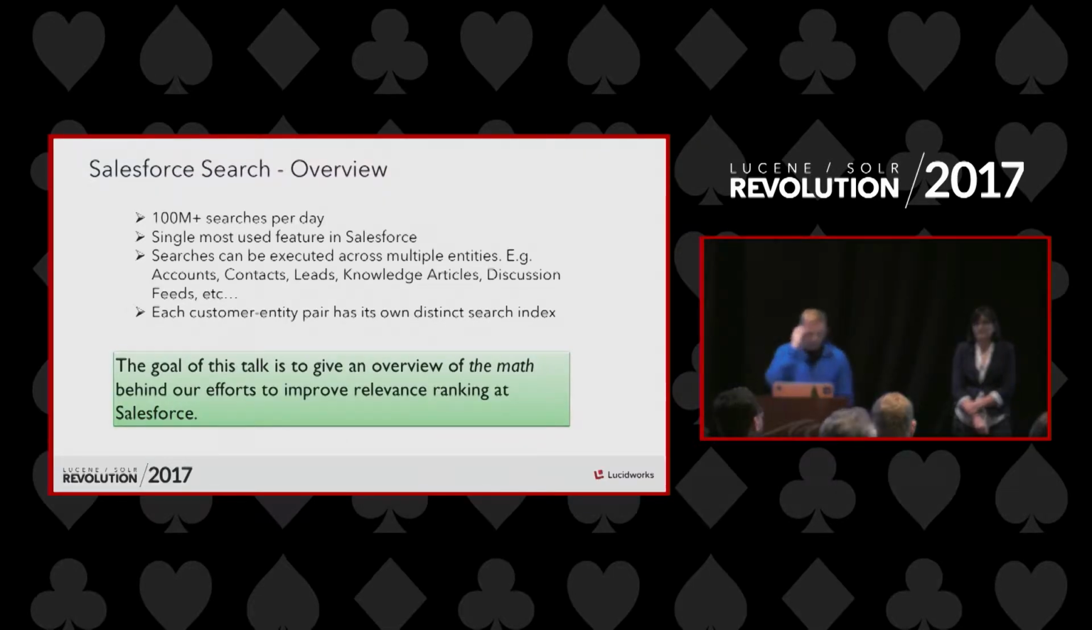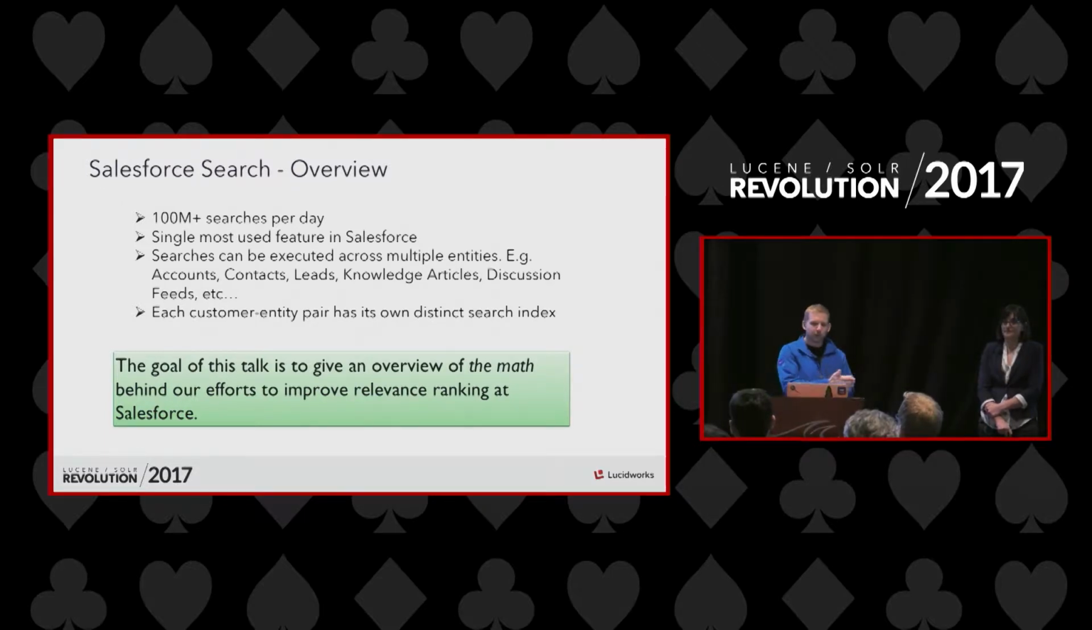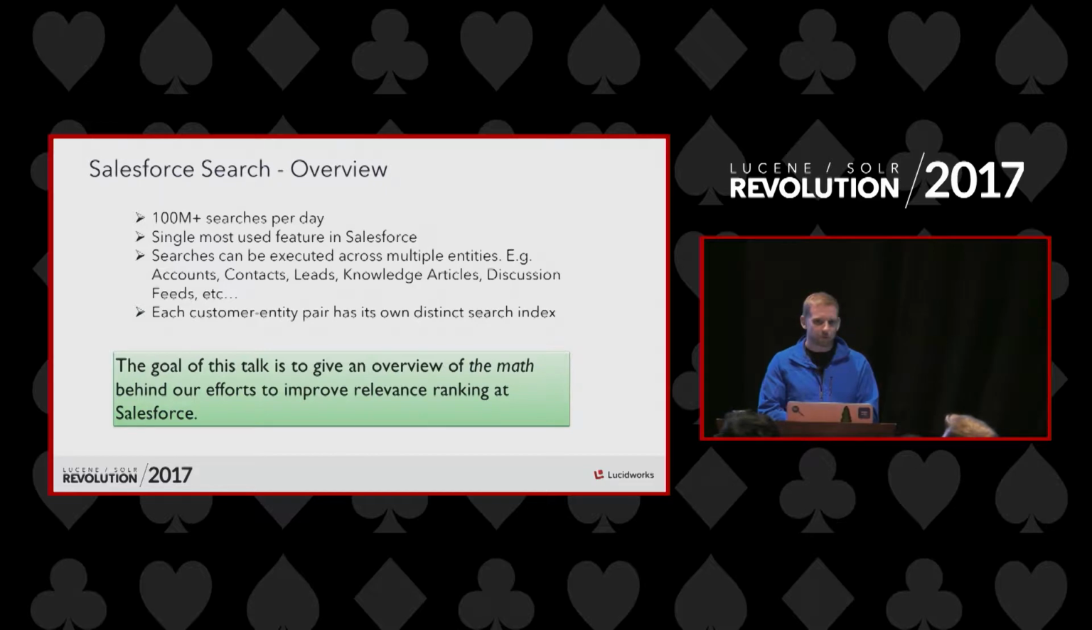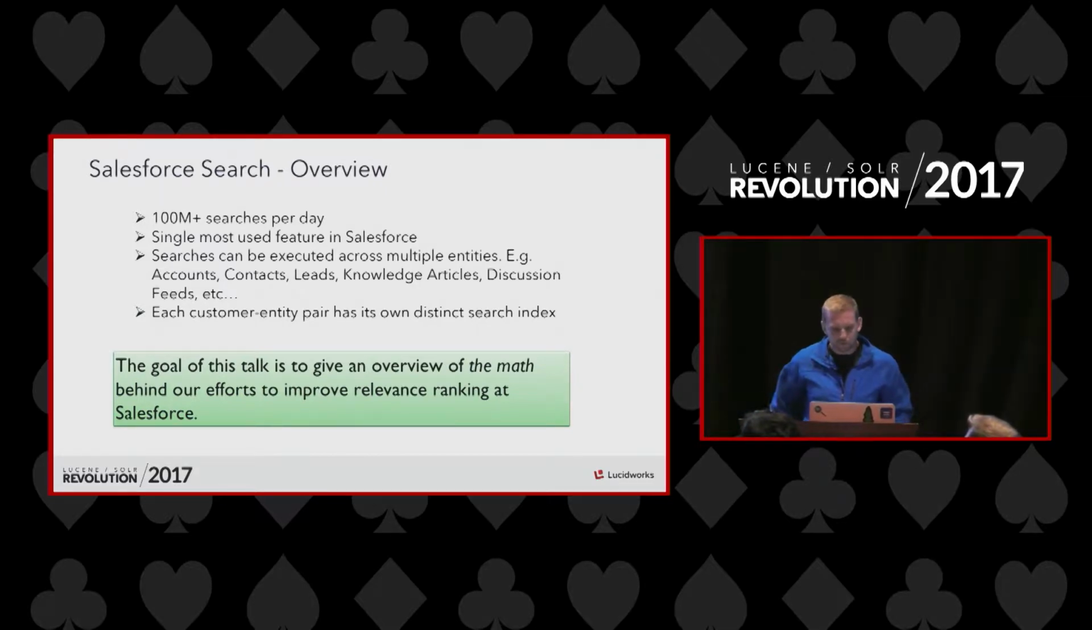Okay, so just a few interesting points about Salesforce Search. We're something like 100 million searches per day, so reasonable volume. And those searches are executed across different customers, obviously, so a few 100,000 different customers. And each of those customers also have different entities that they're searching across. And each of these combinations has its own distinct search index. So we really have like 1 million plus different disjoint search problems.